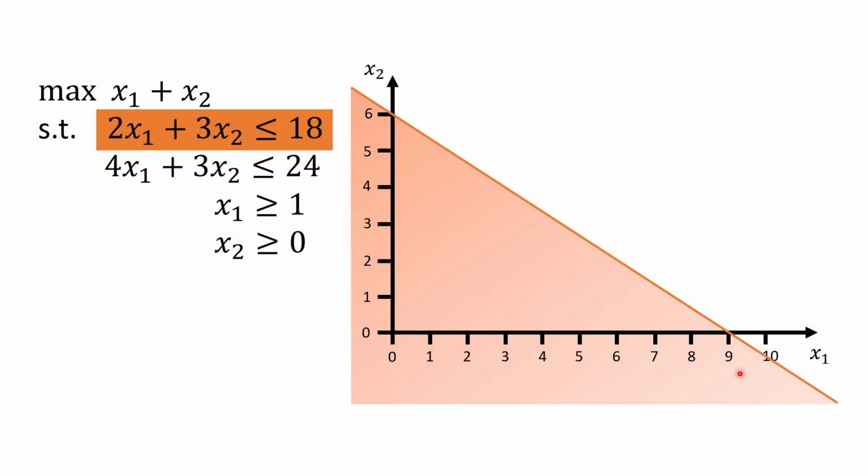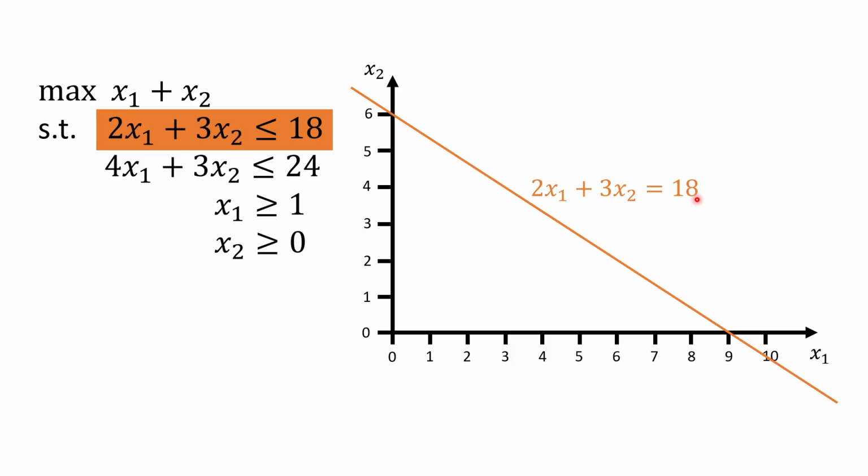If you cannot use that, for example, if you are in an exam and you have to solve this by hand, you can do the following. First, you draw this line here, which is the line of all the points where 2x1 plus 3x2 is not just less or equal than 18, but it actually equals 18.